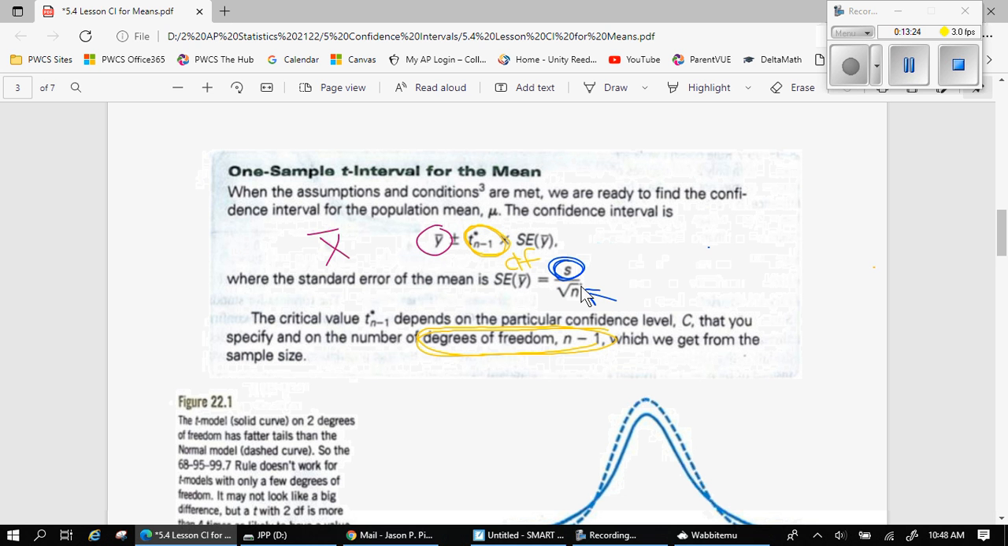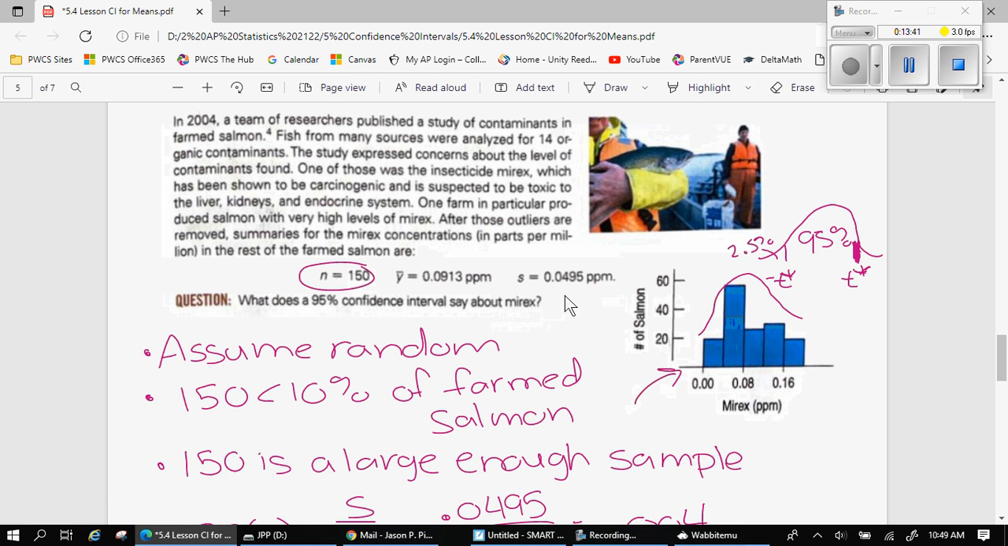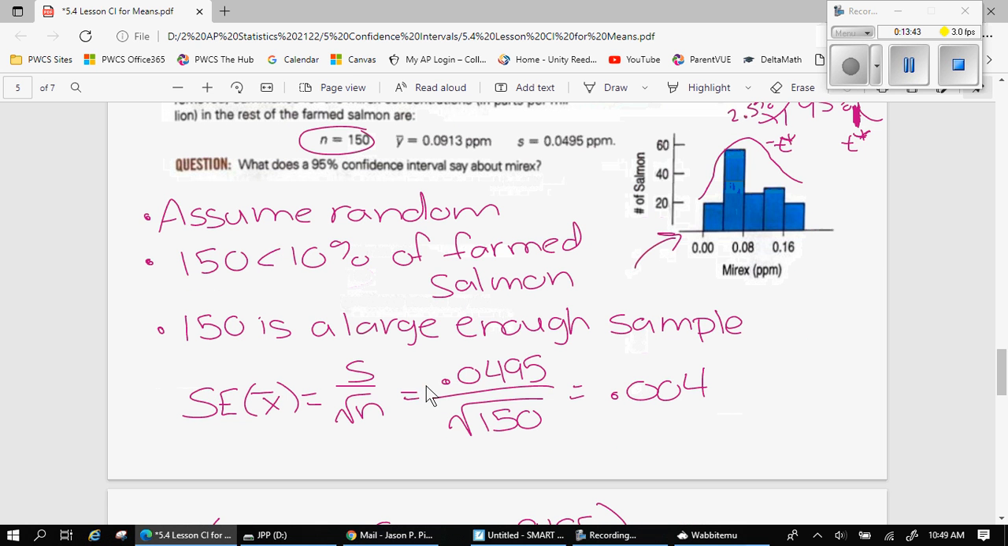So make sure that when you're doing a confidence interval, or we're talking about a distribution of sample means, that we use this standard error and not just the standard deviation that we are given in the problem. This standard deviation in our problem comes from our one sample. This standard deviation 0.004 represents the distribution of sample means.